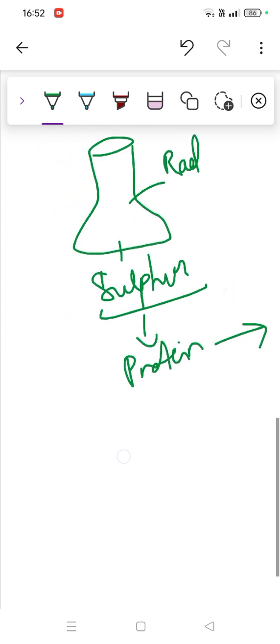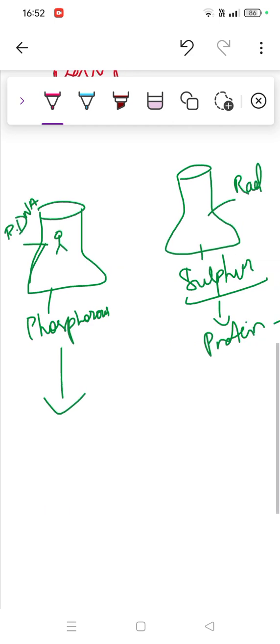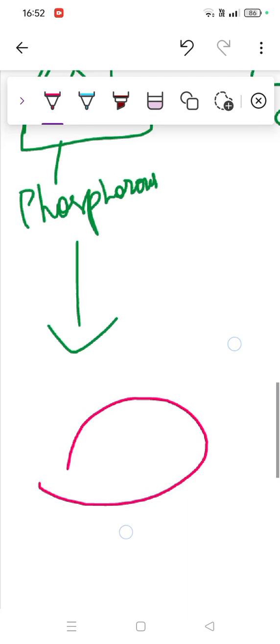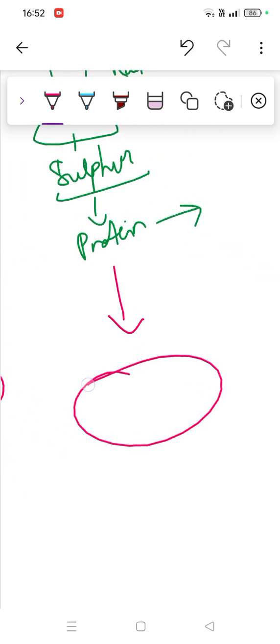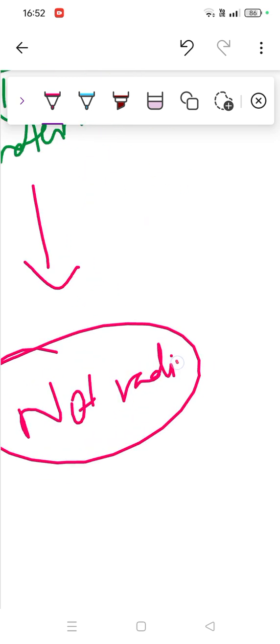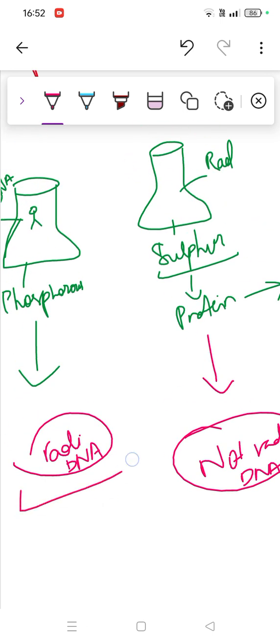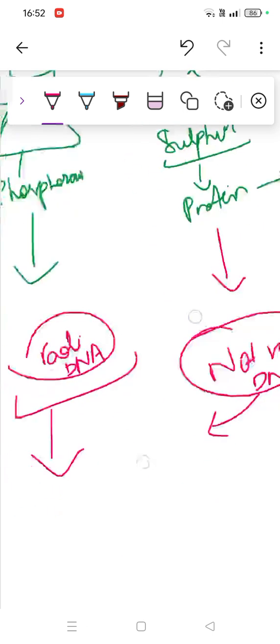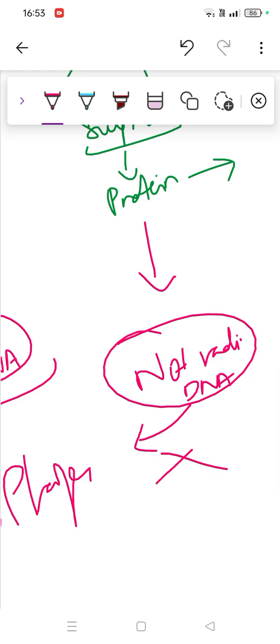So what did we observe when we added phosphorus? Let's check it out. When we added phosphorus, here comes the radioactive DNA. And when we added the other, we observed non-radioactive DNA. This means the copy of DNA was only working on phosphorus, not on sulfur. This means all the new phages would be formed by the phosphorus, not the sulfur. Till here it was clear.